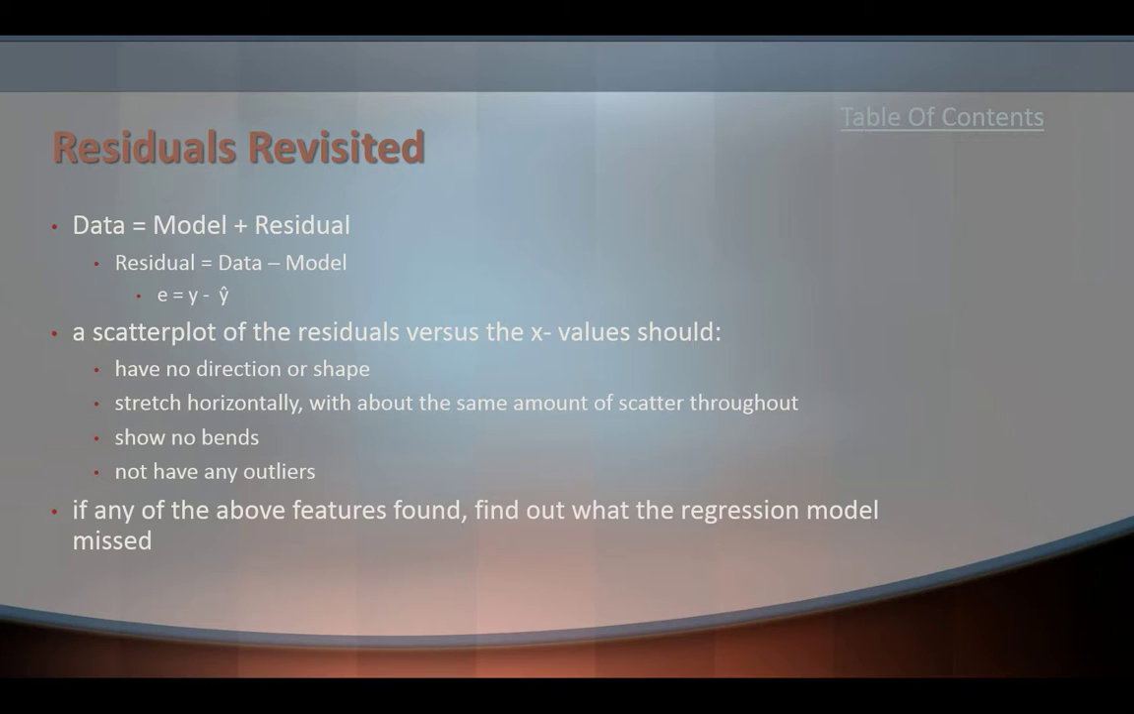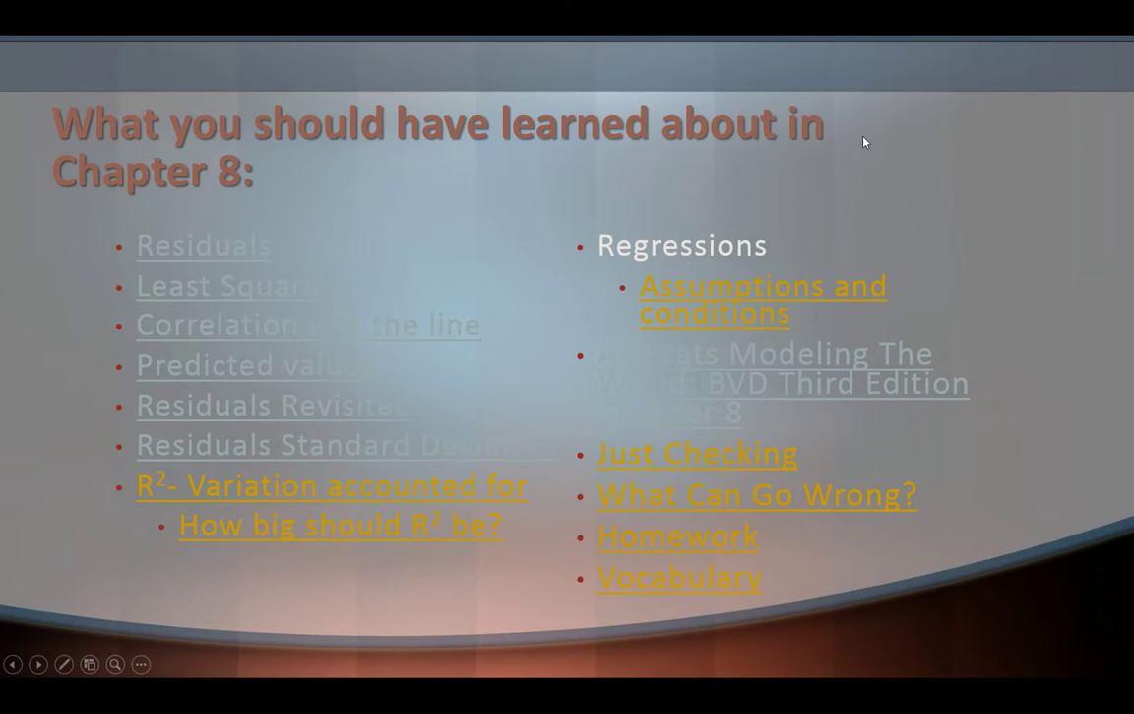So the two biggest ones in this one are having no direction or shape and also showing no bends, because as you see on this next bullet point, if any of the above features are found, find out what the regression model missed. So if you have a shape or you don't have random scatter, something is wrong and you want to make sure you look at it.